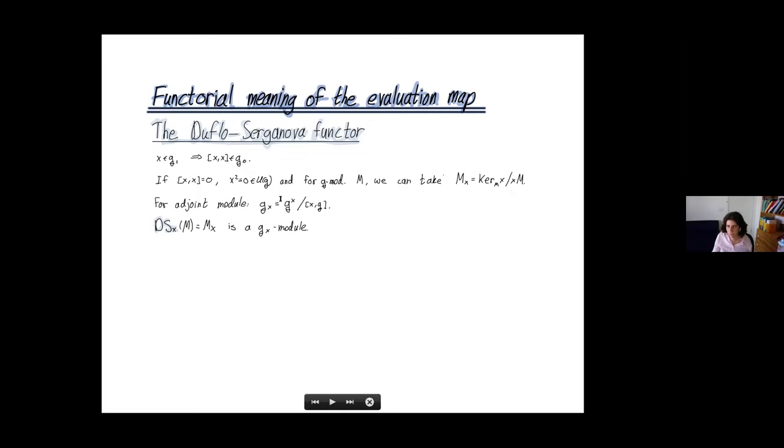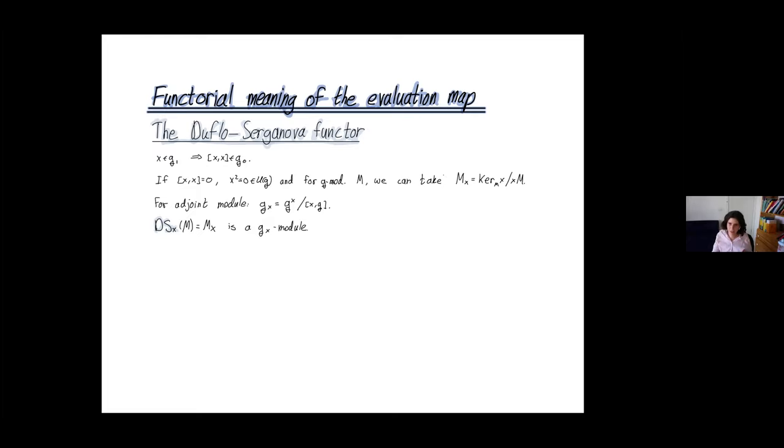And one of the first key observations is that if I do the same for the adjoint module, for the Lie superalgebra, I can take the centralizer of X in g, modulo the image of ad X, which is g_X. Then M_X, the module I had before, is actually a module over g_X. So I have a functor from modules over a superalgebra to modules over a Lie superalgebra of smaller dimension. Okay, so this is, just to start, interesting.